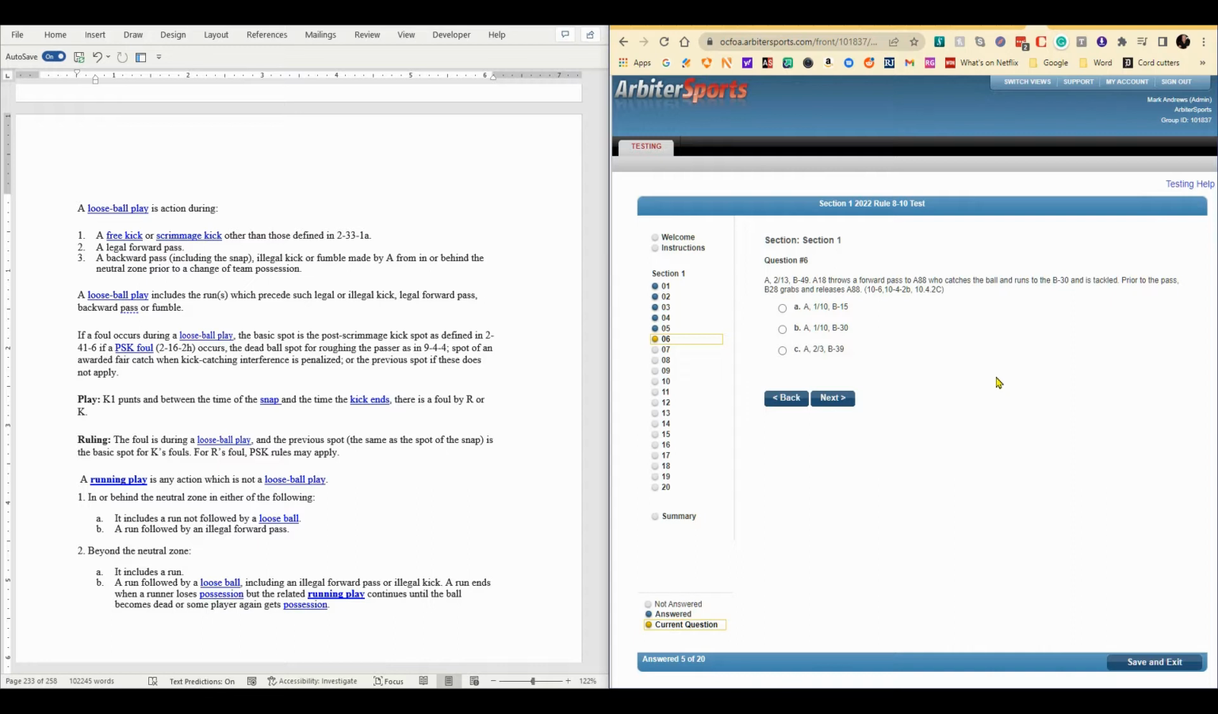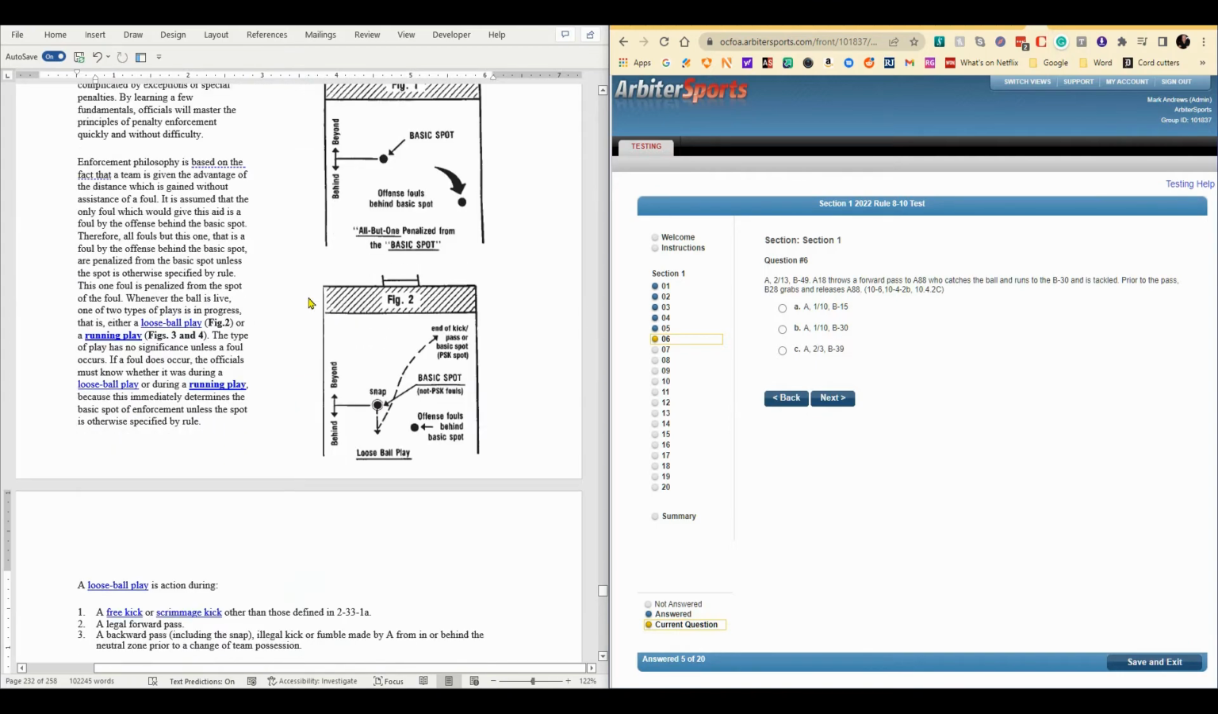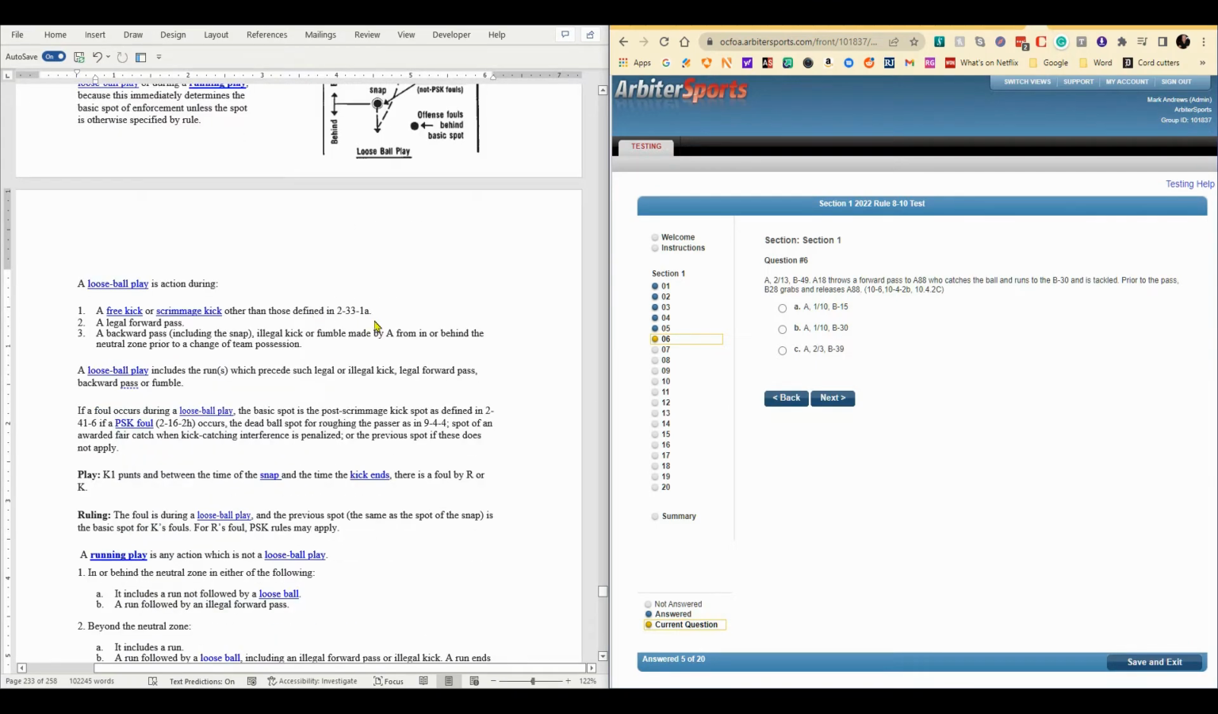And the rule references here, I actually added this 10-6 because that's really the most important. That's the salient point. This is 10-6 right here. This is that weird looking rule right at the end, which is very, very important. It says a loose ball play is action during a free kick or scrimmage kick, a legal forward pass, a backward pass, legal kick, fumble. Okay, we know all that, right? But here's the new wrinkle.